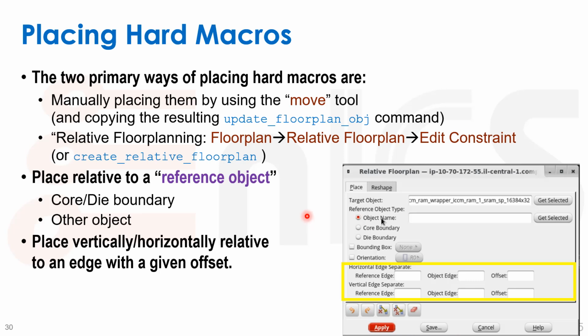So it's something you'll have to play around with, but once you get it, you have this constraint that places things relative to each other. And then of course we can save the commands and rerun them in our script afterwards. So relative floor planning is a good way to do it when we have, say, a lot of SRAMs or something that we need to place and we want them to be aligned in some sort of way or something like that.